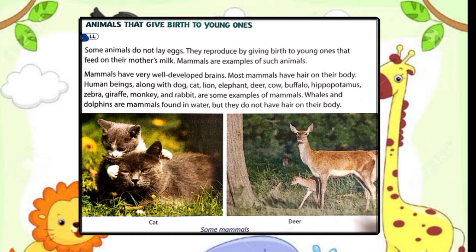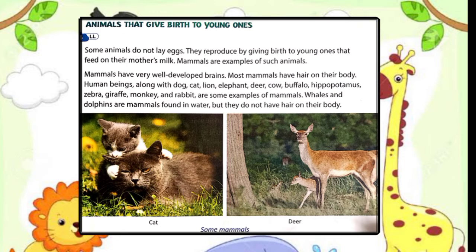Mammals have very well developed brains. Most mammals have hair on their body. Human beings, along with dog, cat, lion, elephant, deer, cow, buffalo, hippopotamus, zebra, giraffe, monkey, and rabbit are some examples of mammals. And whales and dolphins are mammals found in water, but they do not have hair on their body.